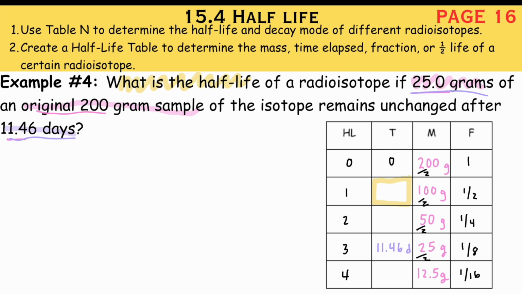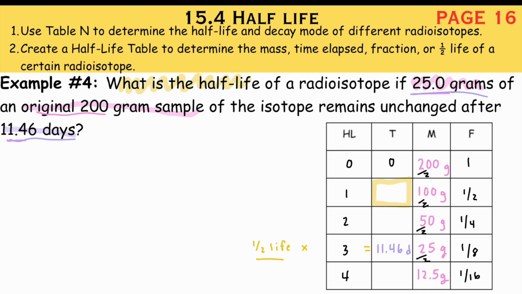So that means 3 half-lives has passed, and this is when the sample has reduced to 1/8 of its original mass. Before, we were taking one half-life and multiplying it by the number of half-lives to figure out how much time has passed. To figure out what one half-life is, we're going to do the reverse. We're going to take the amount of time that has passed, divide it by the number of half-lives, so that was 3 half-lives passed. And that number is going to be our half-life. So 11.46 divided by 3 gives us 3.82 days.